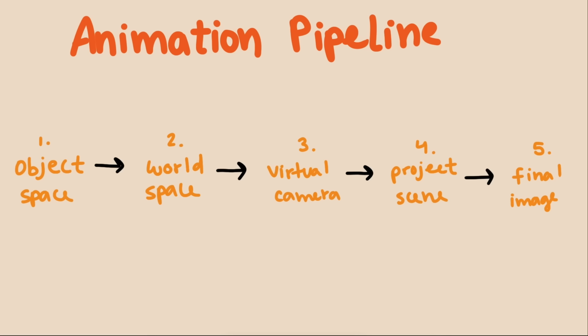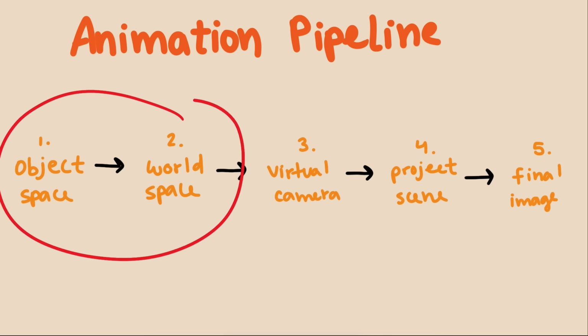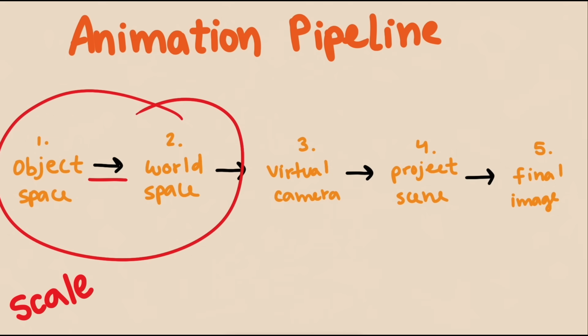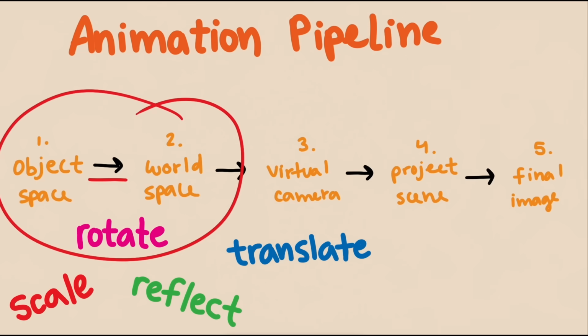In a previous video, we explained a little bit about the 3D animation pipeline. We showed how to use matrix transformations to move objects from object space to world space. This is where we would scale the object, rotate it, maybe reflect it, and translate it so it fits where we want into our scene. But one of those transformations is not like the other.